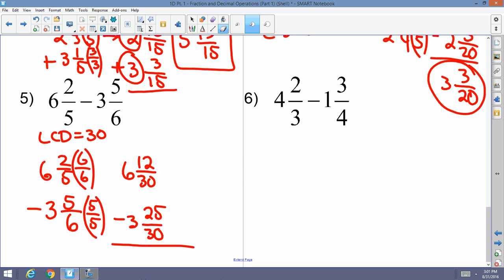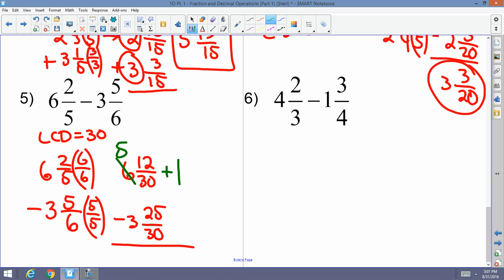What's happening here is a little bit different. I cannot take 25 away from 12. Now, you may say, well, just make it a negative. You can't, because you have a mixed number. So what happens here is you have to realize, even though I can't take 25 from 12, I can for sure borrow a 1 from this 6, making it a 5, and I can add that 1 to the 12/30.